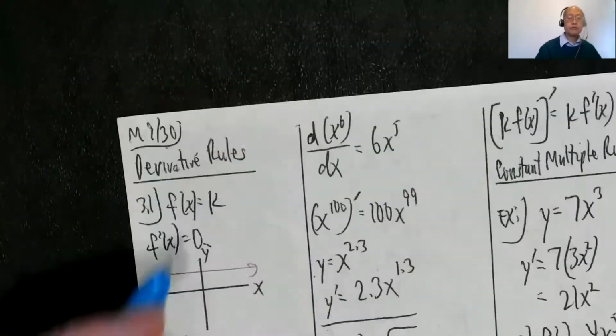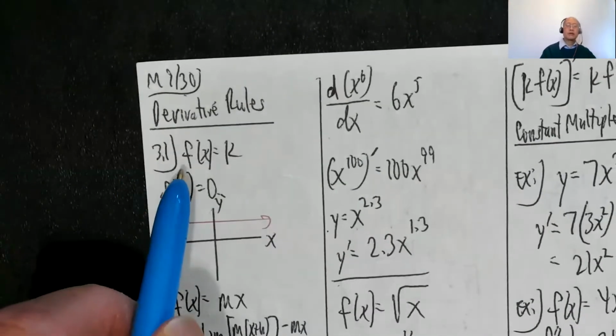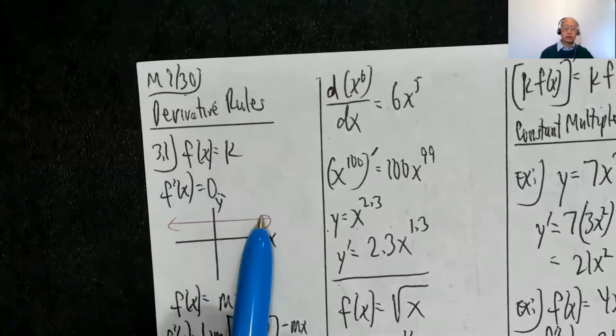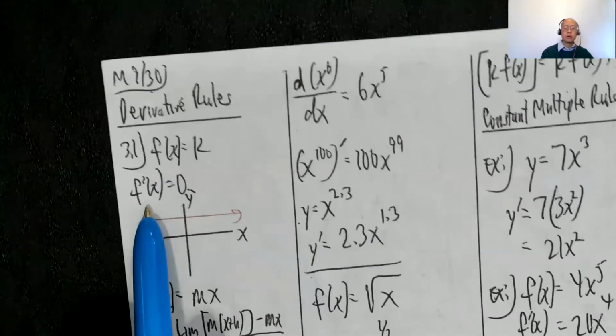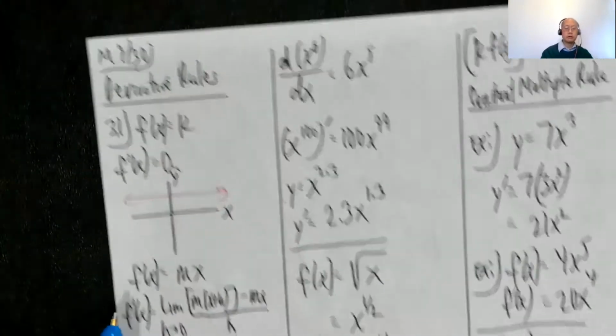All right, so derivative rules. First, what if you have a constant? f of x is a constant. y equals a constant is a horizontal line, therefore the slope is 0. So f prime of x is 0. The derivative of any constant function is 0.